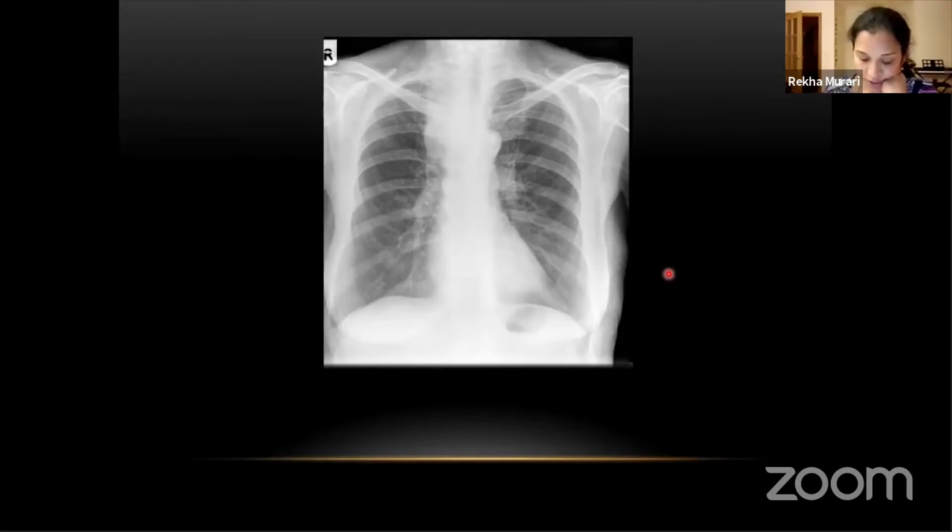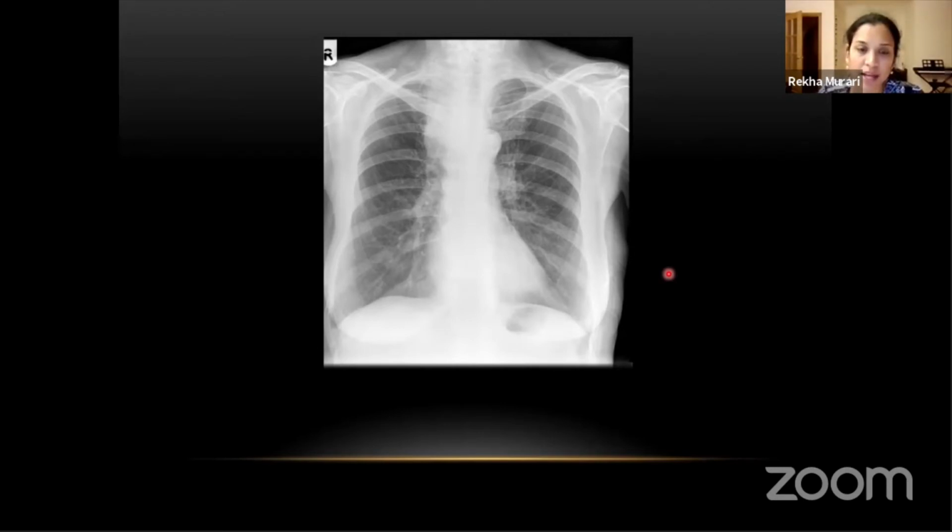So this one. Let's give 30 seconds and see what you guys think. I think this is a bit more subtle than what we've seen so far, but it will be interesting to see if you guys can pick up the lesion or abnormality. Yes, some of you thought there's something in the right apices. Can anybody be more specific?